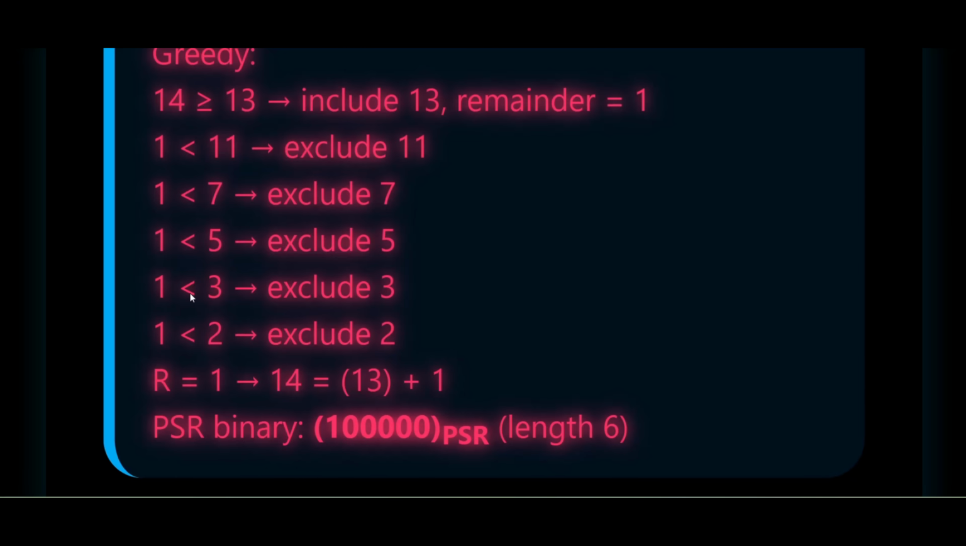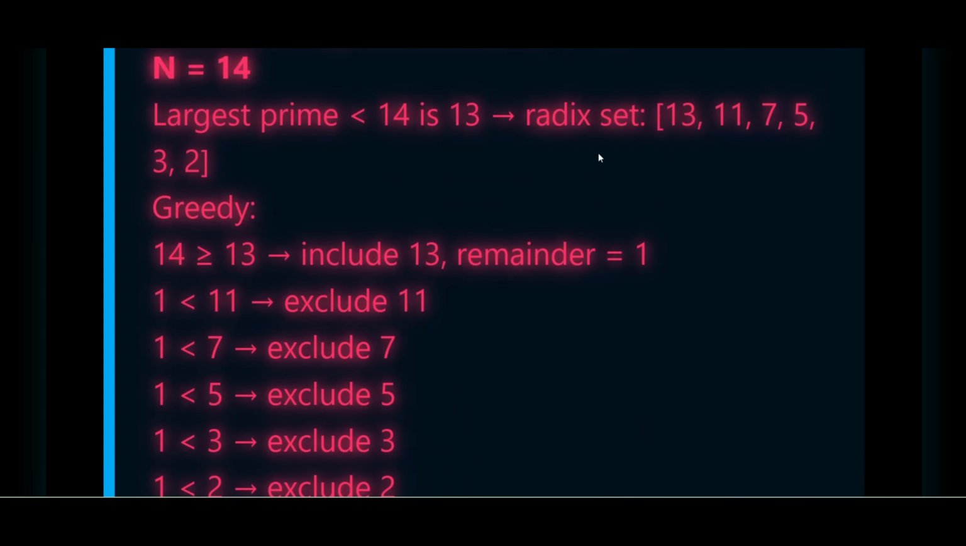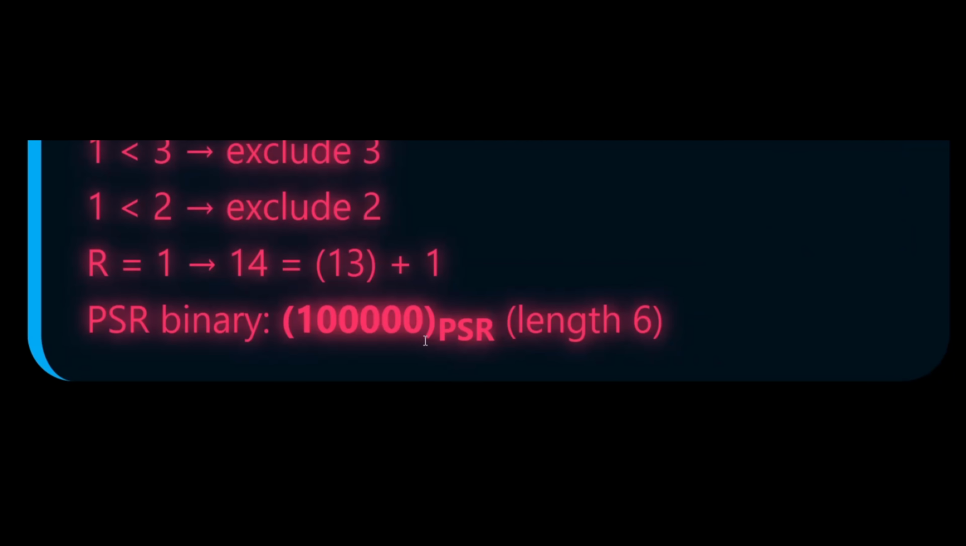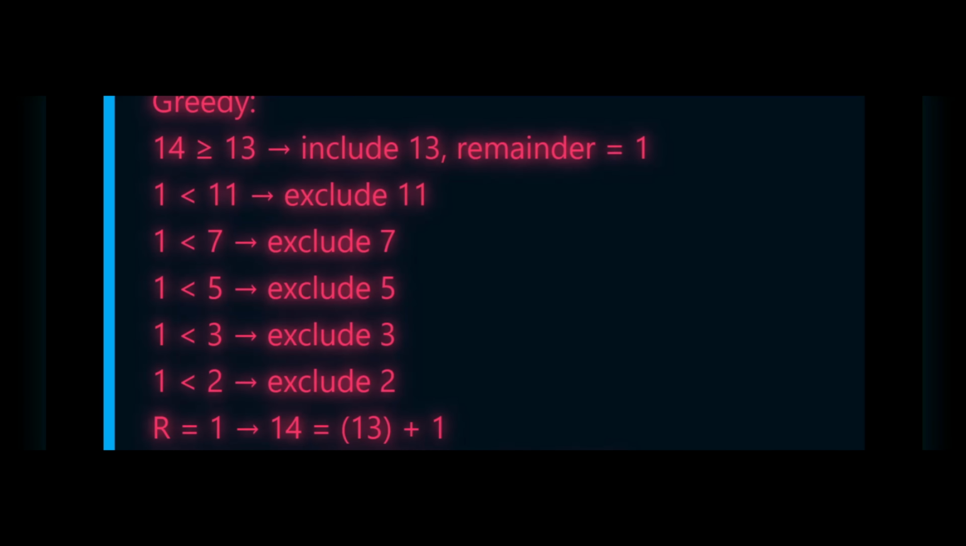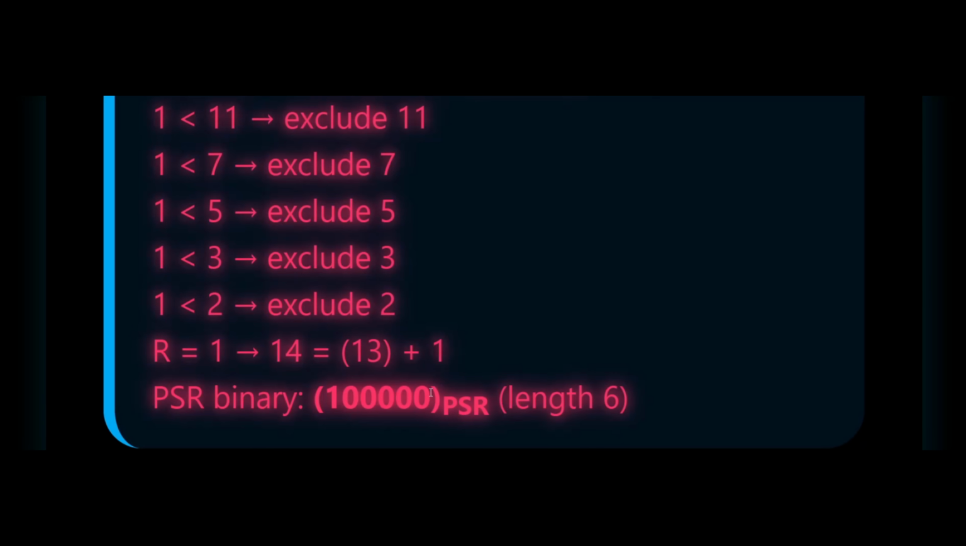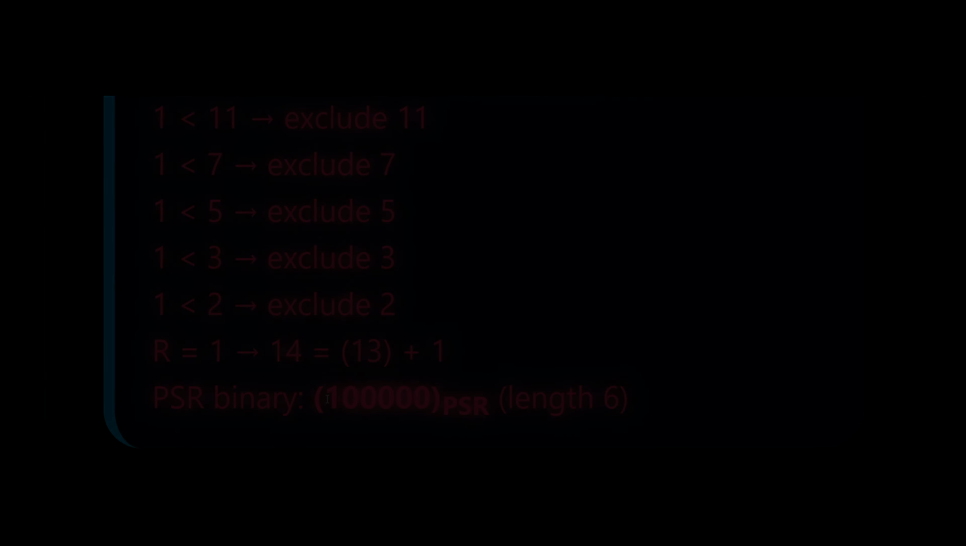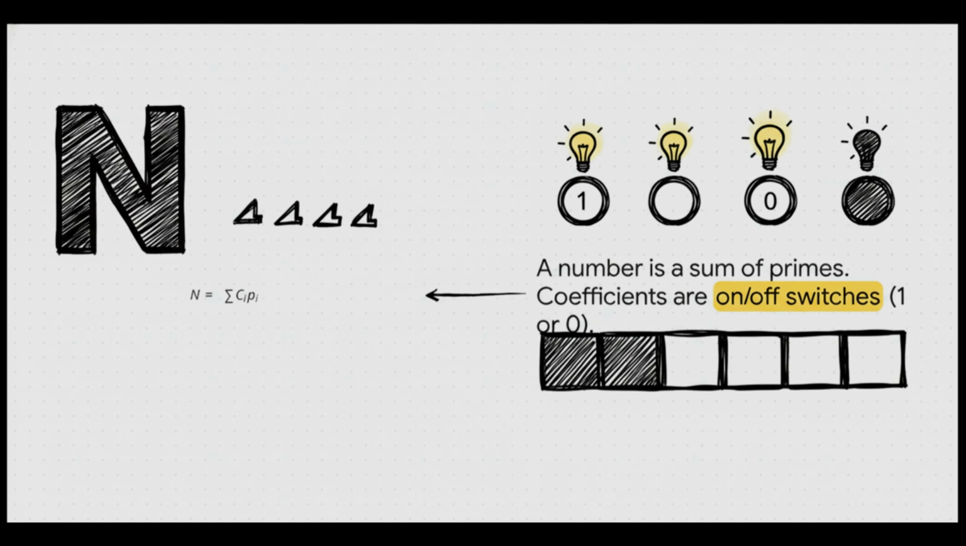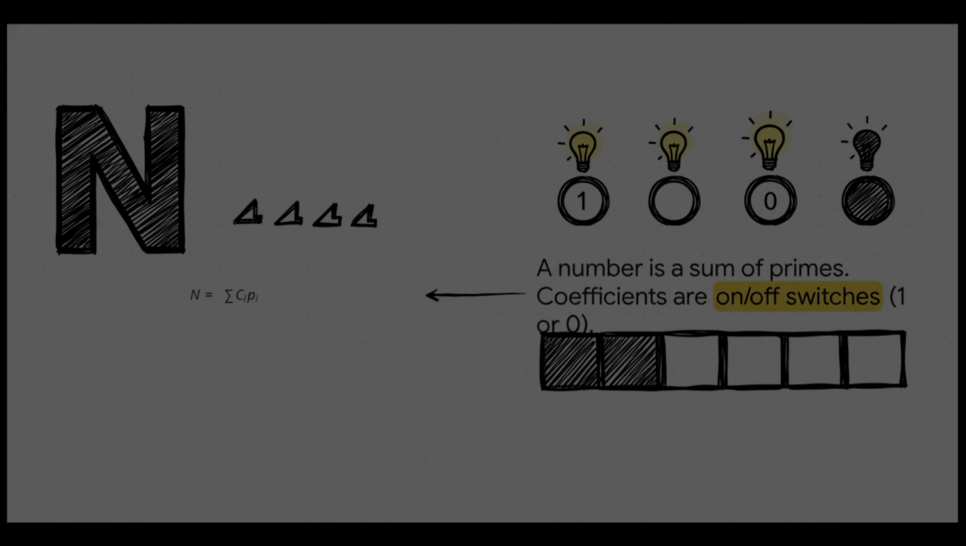So what becomes of all the other numbers in the set? All of them become 0. All the other digits become 0 and we have only 13. The number n is just a sum of different primes, and you can think of those C things as on-off switches. If a C is 1, you turn that prime on and add it to the sum. If it's 0, you leave it off. The final number is just the string of all those on-off switches.